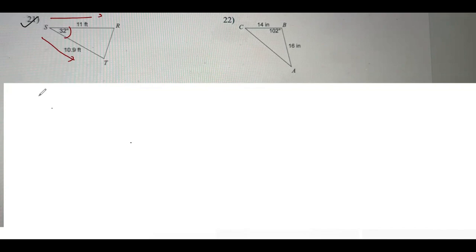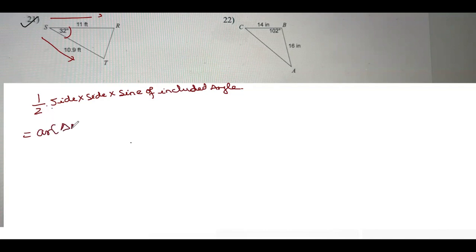the area of the triangle is half into the side of the triangle into sine of the included angle. So in the present scenario, in the triangle SRT, the area of triangle SRT is equal to half into SR into ST into sine of the included angle, which is 32 degrees.